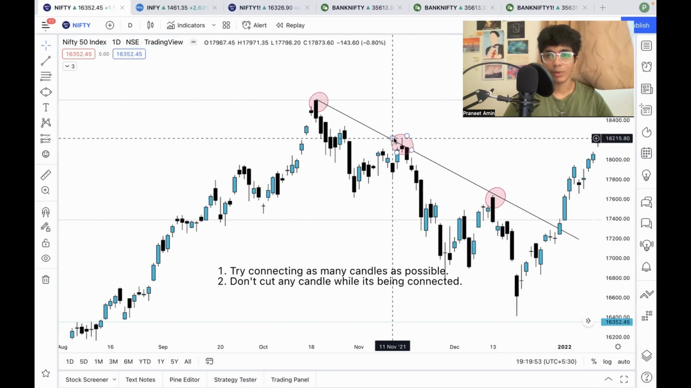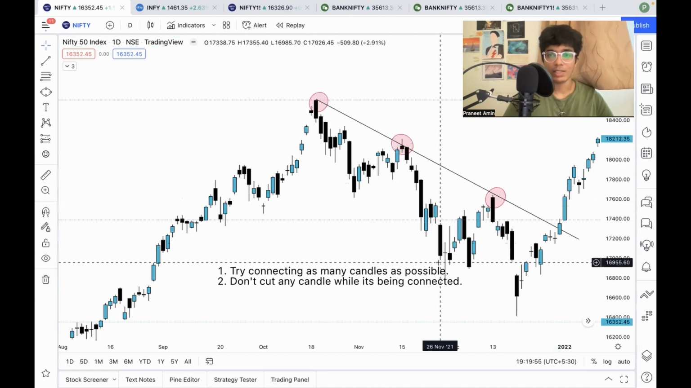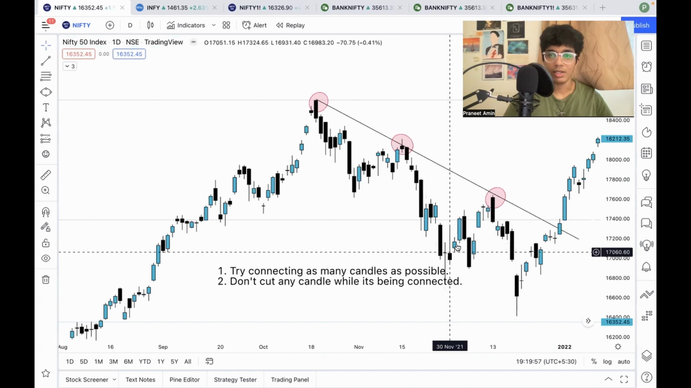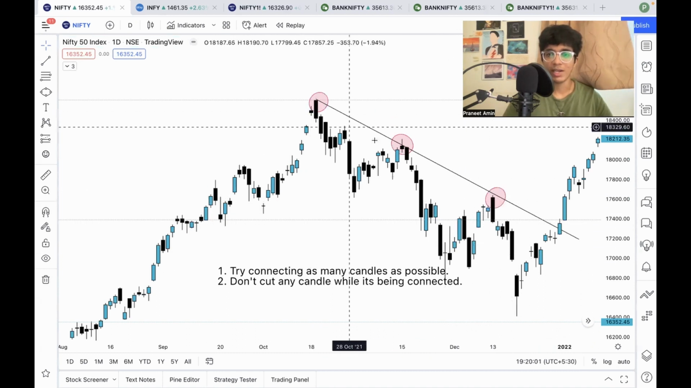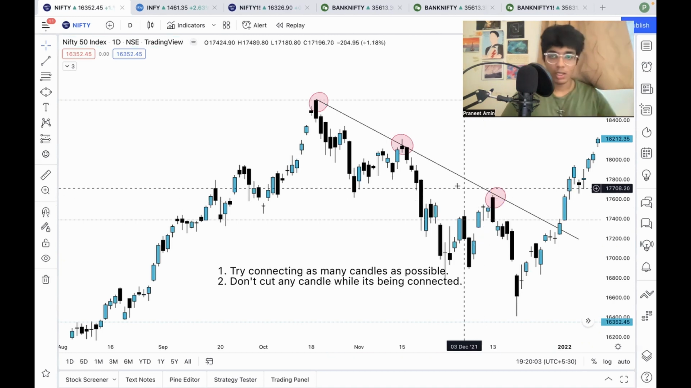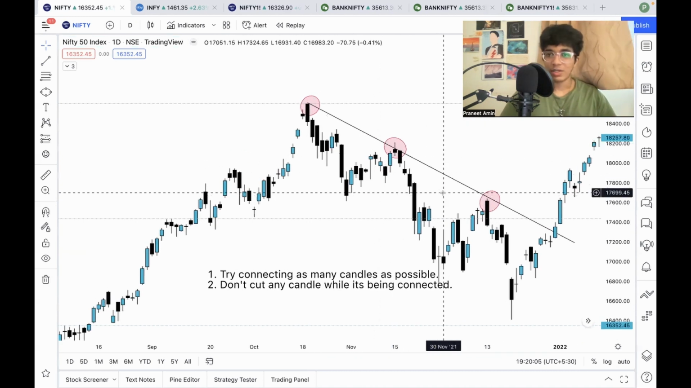We're just using these 2 points. Coincidentally, what has happened is that after the failure, the market moved higher, and the next point where it took rejection was this zone, which was our trend line rejection. So this is how trend lines work. They show you probable areas where there'll be rejection.